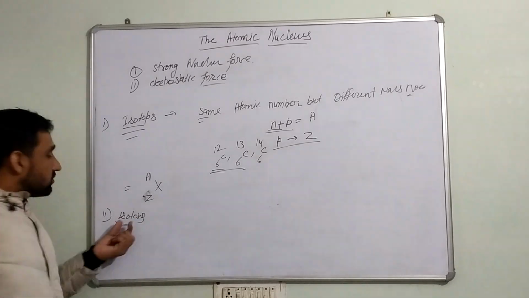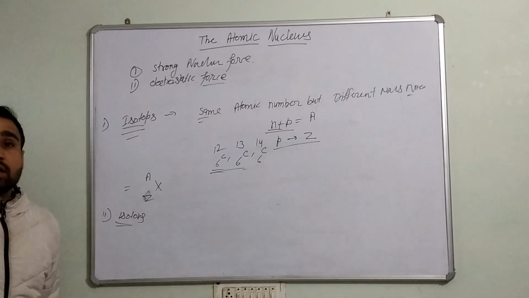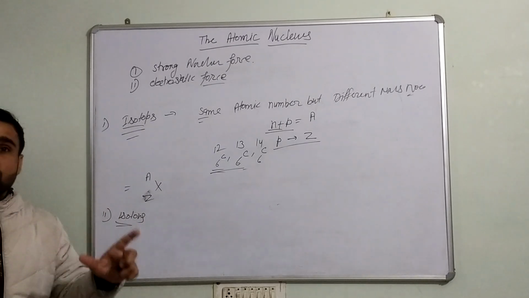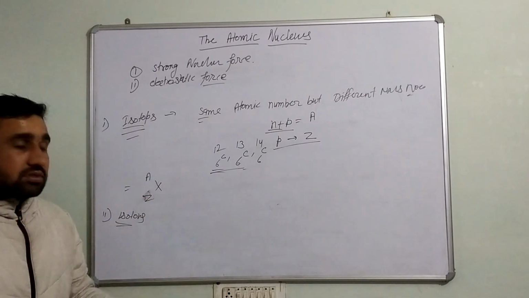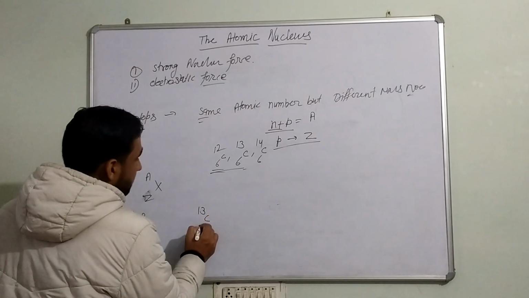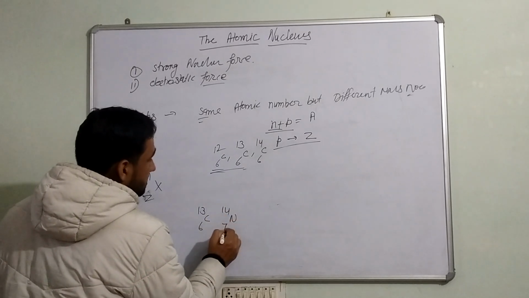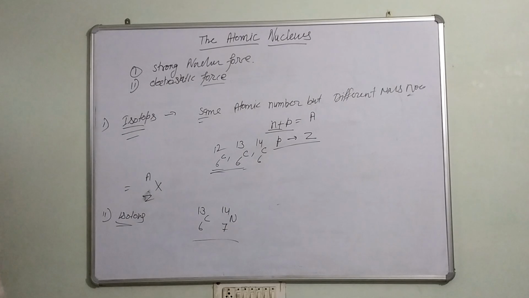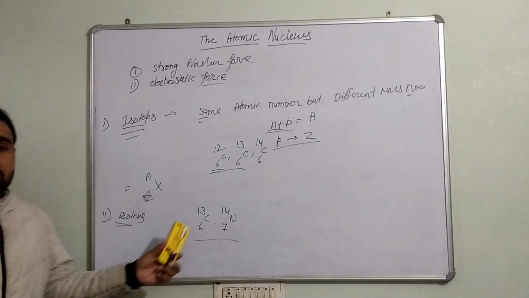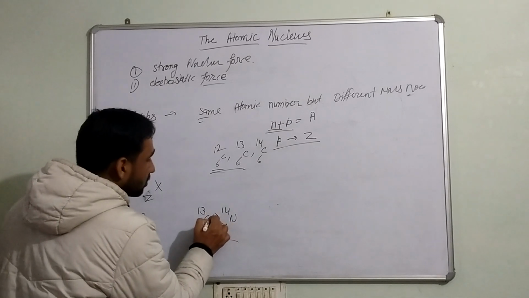Isotones are nuclei, or atoms, which have the same number of neutrons. For example, carbon-13 (6) and nitrogen-14 (7) both have the same number of neutrons, which is 7. So these are the isotones.